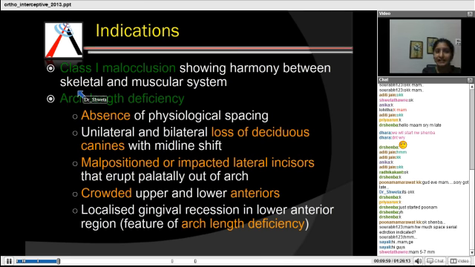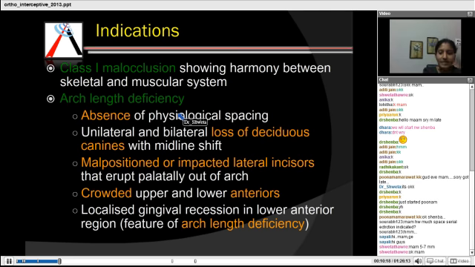Now what are the indications of serial extraction? Okay, pay attention over here. Class 1 malocclusion. Yes, more than 5 mm, 5 to 7 mm, 10 mm, you can do serial extractions. Okay, absence of physiological spaces. There are no primate spaces present. Unilateral and bilateral loss of canines with midline shift. Whenever the midline is shifted, that is an indication of serial extraction. Okay. Malpositioned or impacted lateral incisors that erupt palatally.